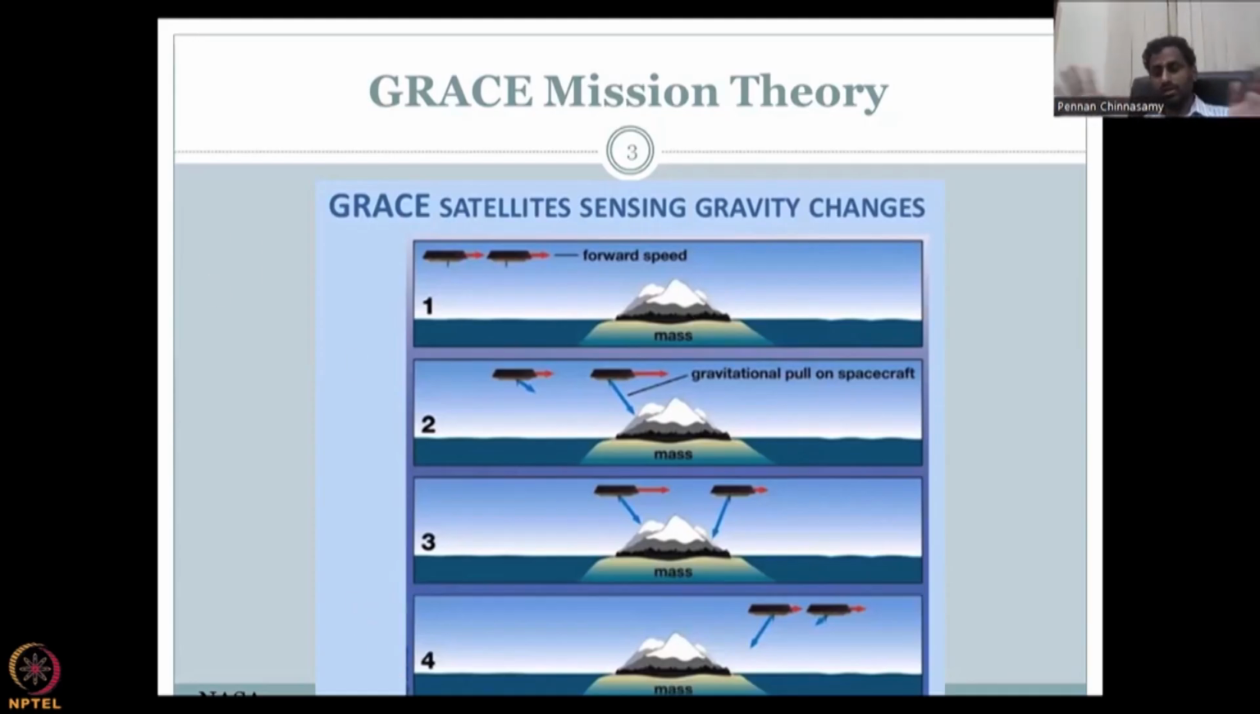1, 2, 3, 4 is done. The satellites are gone. Then the next month, again, the satellite comes. So every month once, the satellite comes to the same location. Now, if the mass has changed, why would the mass change here?